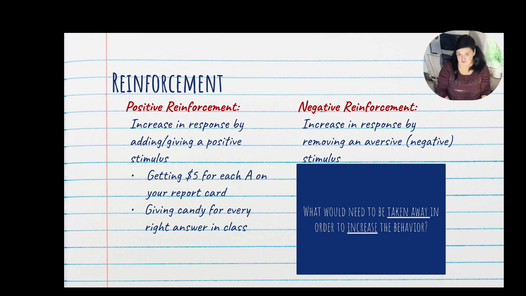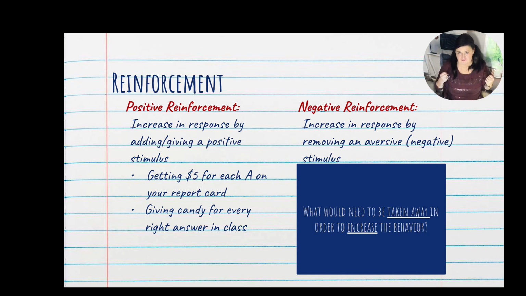Okay, so a negative reinforcement is still increasing the desired behavior. You still want to increase the good stuff, right? So by increasing the behavior, because it's reinforcement, you're adding to the reinforcement. However, with negative reinforcement, you're taking something away in order to strengthen the reinforcement. Okay, so it gets a little tricky.